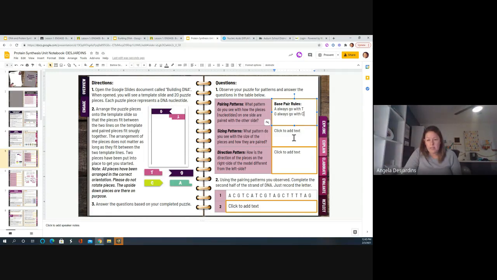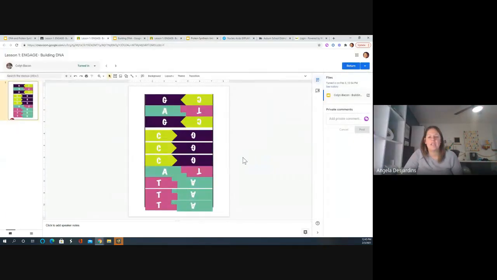Questions on that part? And these are vice versa, so we could always say A goes with T and T always goes with A, so you read it back and forth. Now, the next thing, what do we notice about the sizing? Okay, the sizes of the molecules.